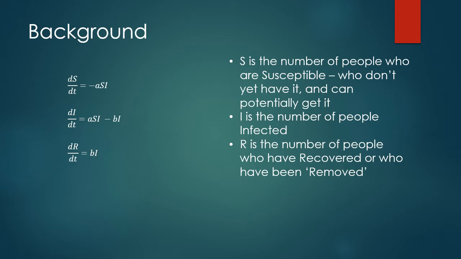But you can also take R as removed, so they either recovered or they've passed away, and so they're removed from this population of S and I. And so you can just consider them as a separate thing. You can take it as recovered or removed, and if you take it as removed, you can apply this model to diseases that do have a significant fatality rate.